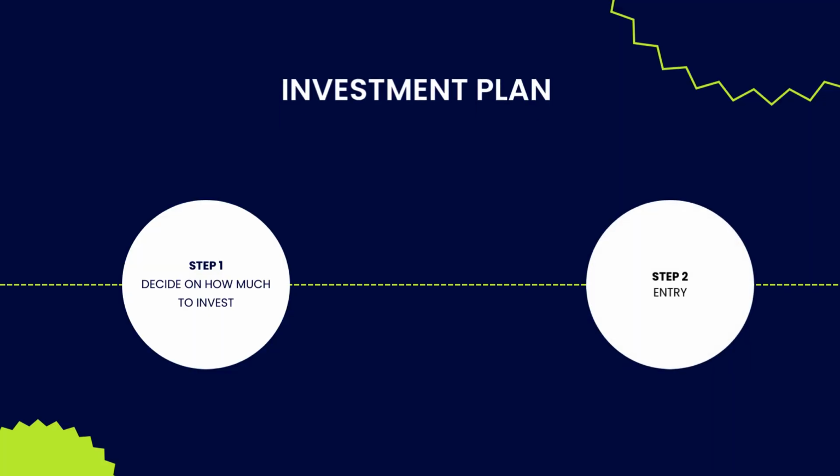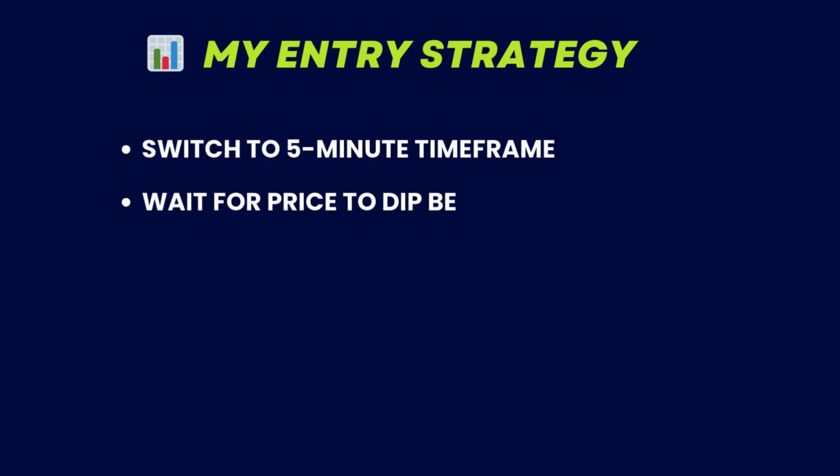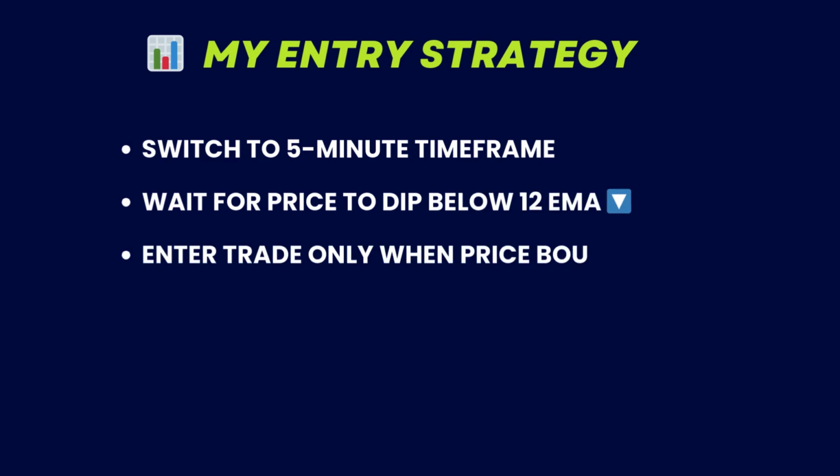Step 2. Once I decide how many units to buy, the next step is to determine my entry point. My entry strategy follows these conditions. I switch to a 5-minute time frame and I wait for the price to dip below the 12 EMA and then bounce back above it.